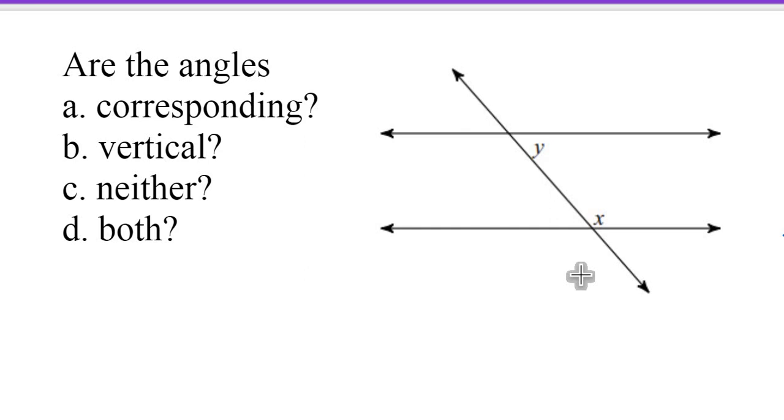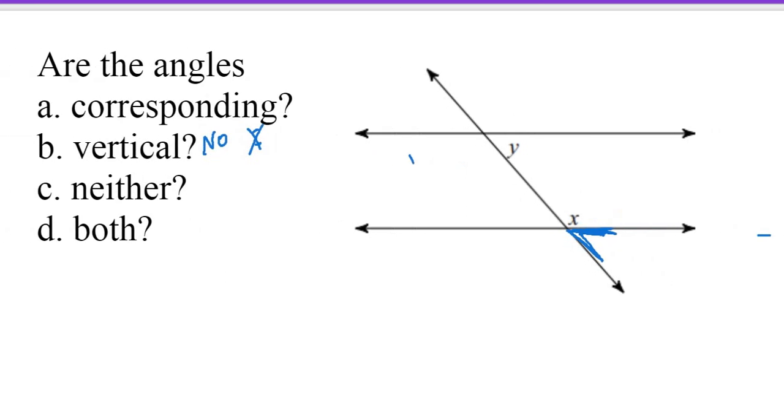This video is if you want extra help just identifying angle pairs. First practice problem: are these angles corresponding, vertical, neither, or both? Well, they're clearly not vertical because it's not one angle across from another. Are they corresponding? If they're corresponding, I should be able to translate one angle to the other one, and they are not. So they are neither.